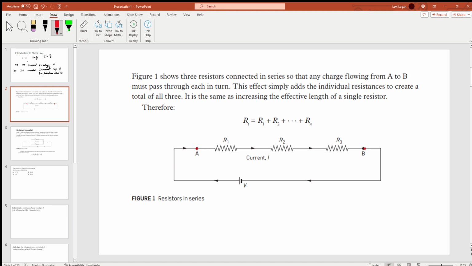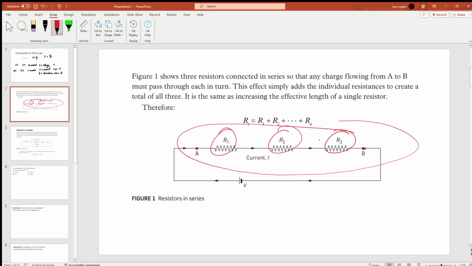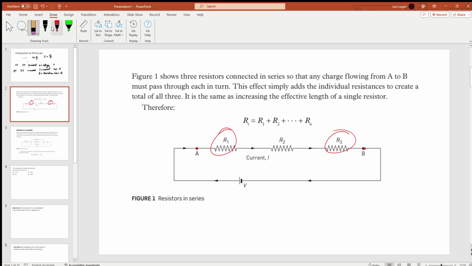This effect simply adds the individual resistors to create a total of all 3. It is the same as increasing the effective length of a single resistor. So if you want the total resistance in this region here, you just add each of them up if they're in series. So that's what this formula means. Another way to rewrite that is R total would be resistance 1 plus resistance 2 plus resistance 3, and that's how you would work out that total resistance if it was given in series.